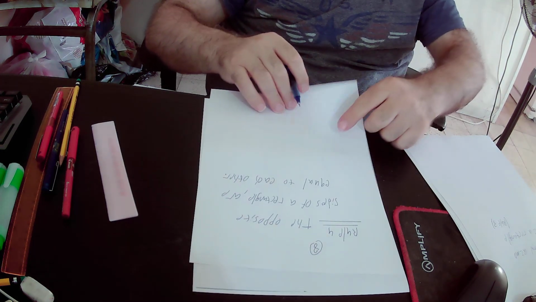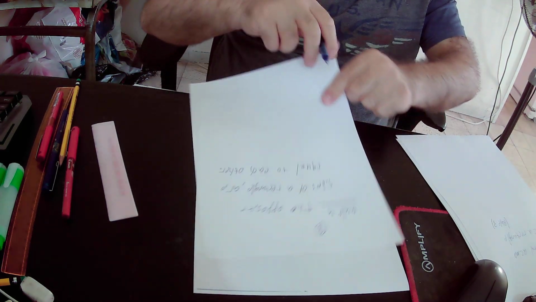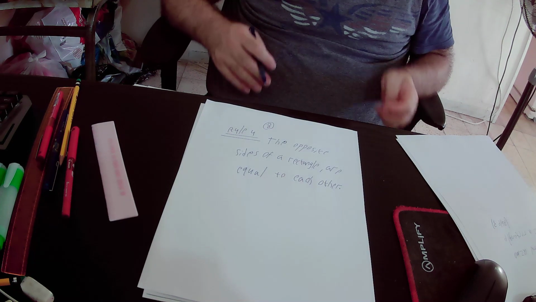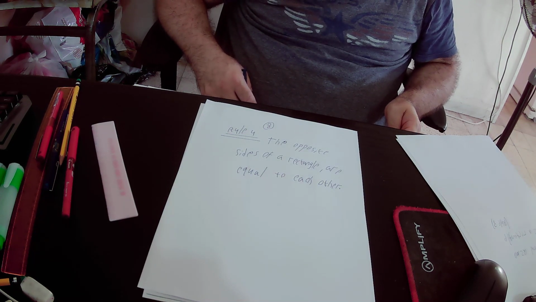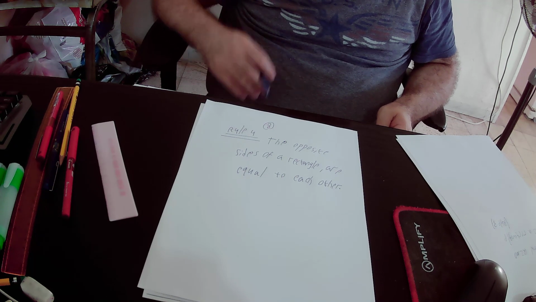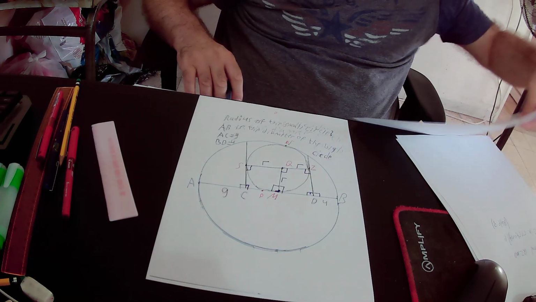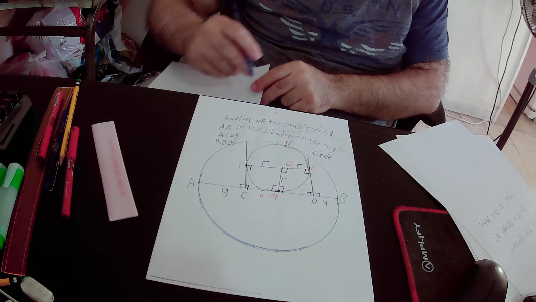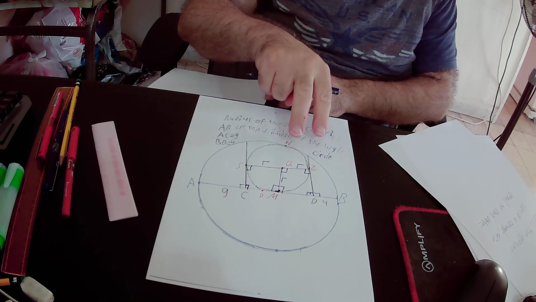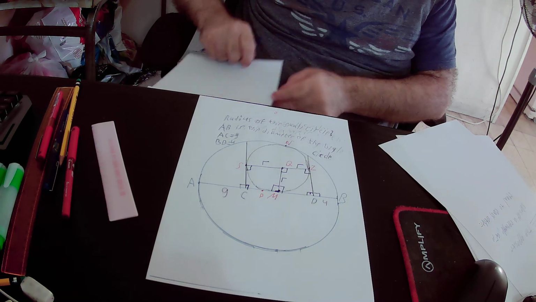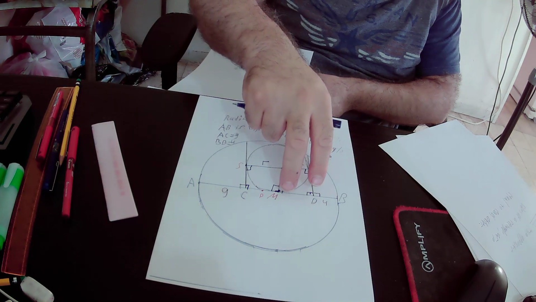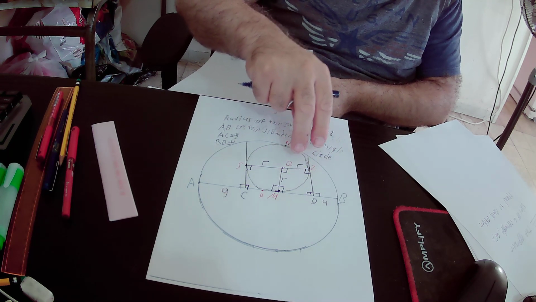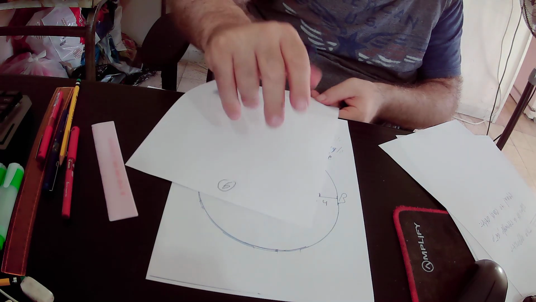So I will read rule number 4 again. According to rule number 4, the opposite sides of a rectangle are equal to each other. So according to rule number 4, QZ equals MD, because side QZ is opposite to side MD, therefore QZ equals MD, according to rule number 4.